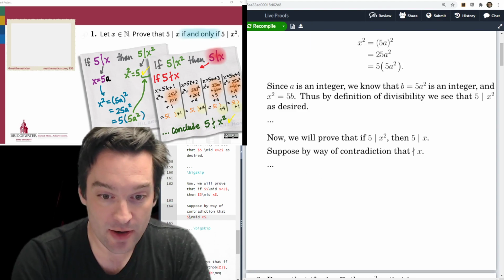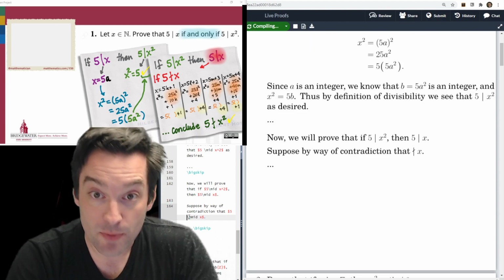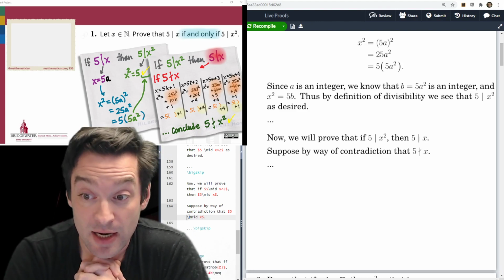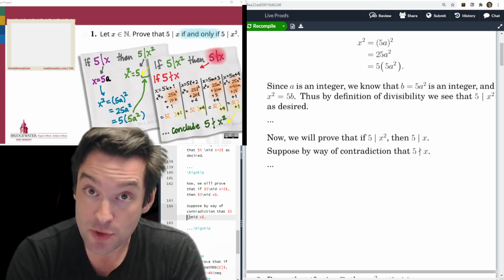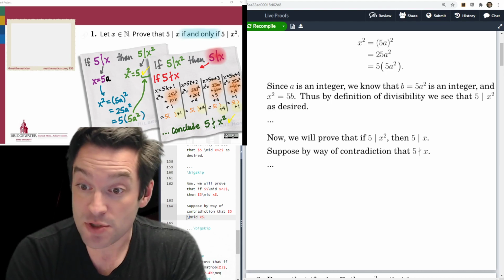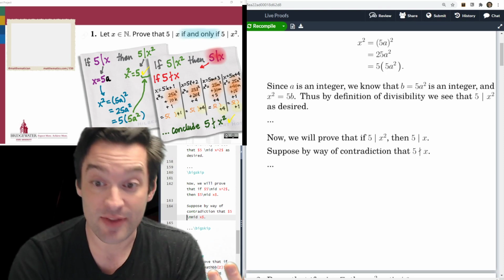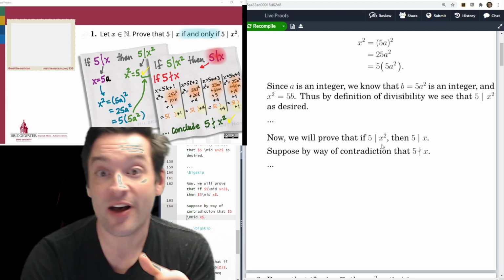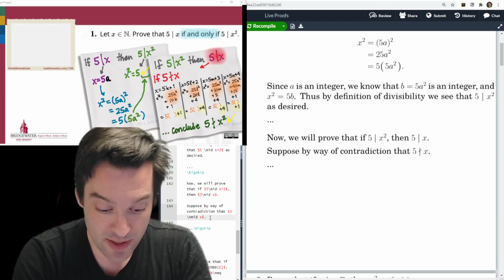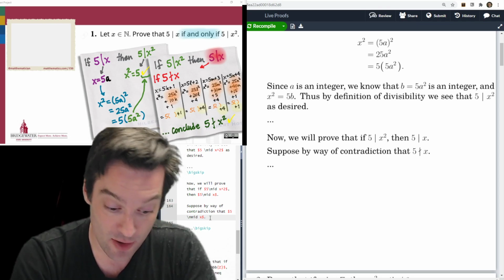So we put that there, again, to tip off the reader that we're not going to be making a direct argument for this piece. We're going to be making an indirect argument. And so the reader should be expecting, once they see this sentence, that the conclusion we need is going to be a denial of the antecedent. We need to show that 5 does not divide x squared. And just to help the reader, let's say that that's going to be our strategy.